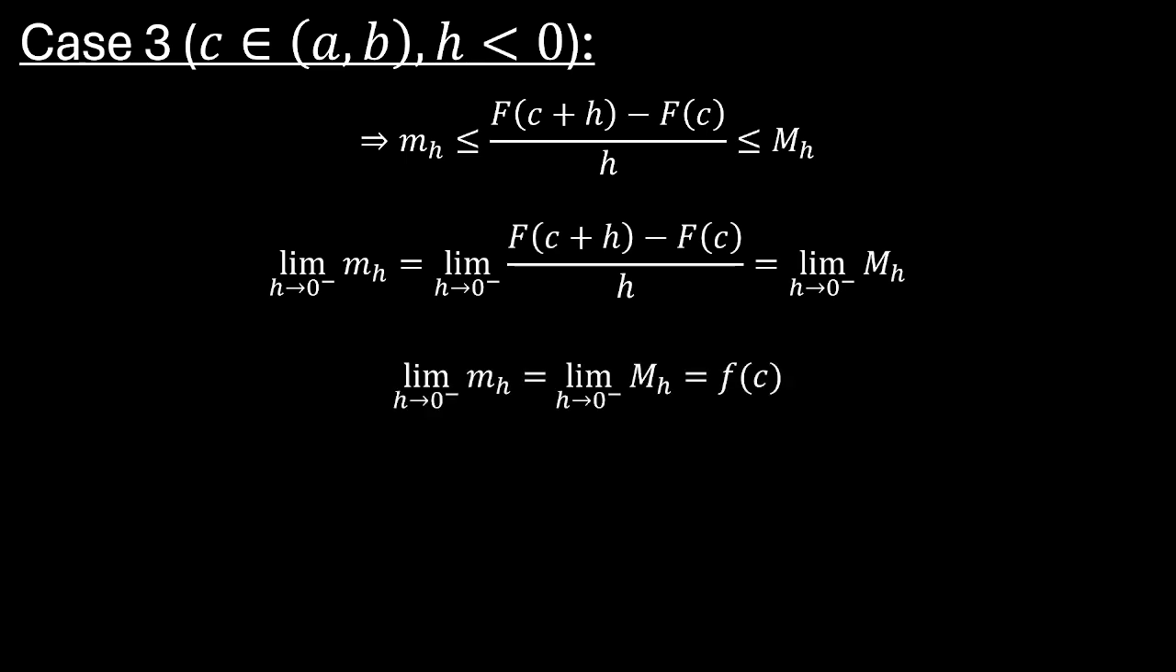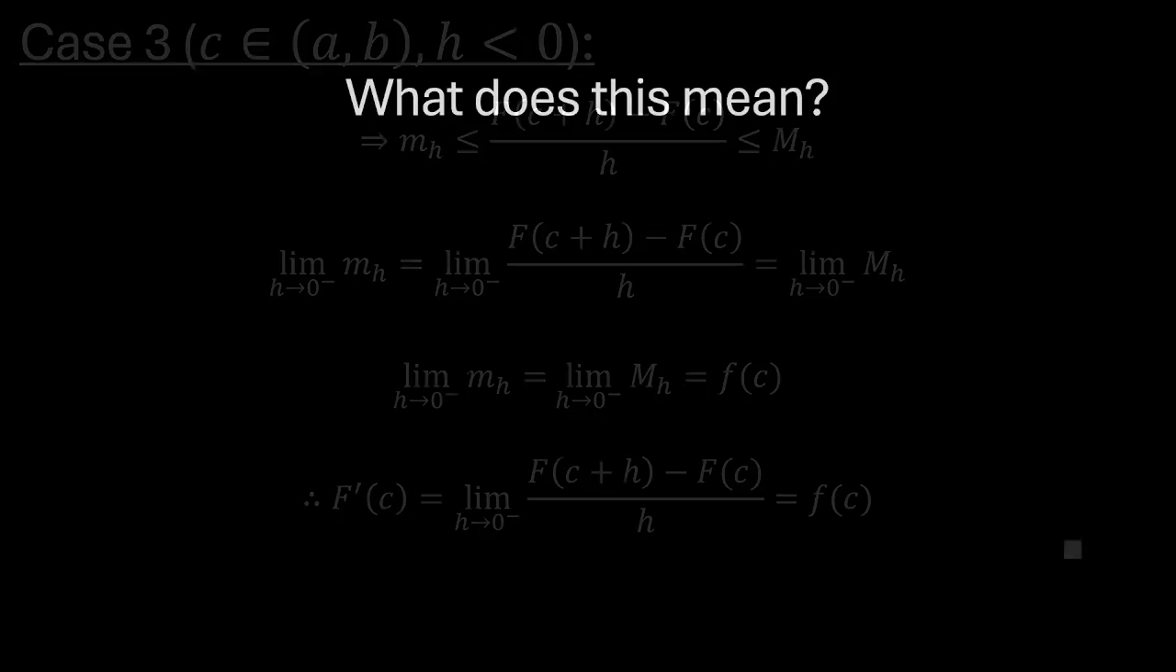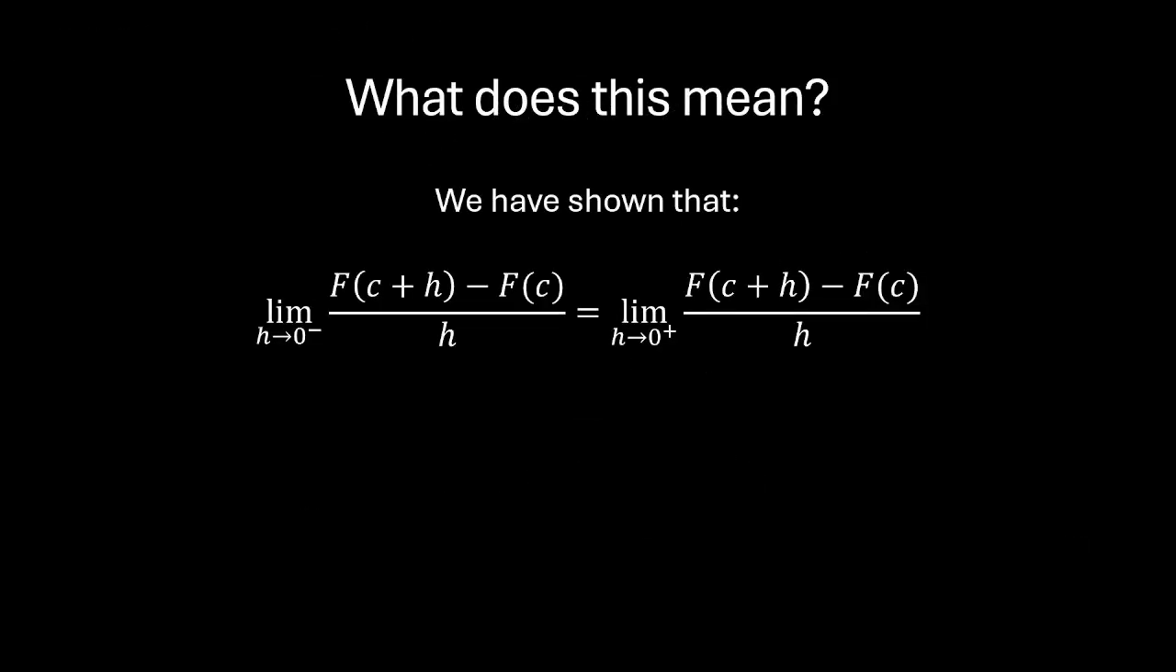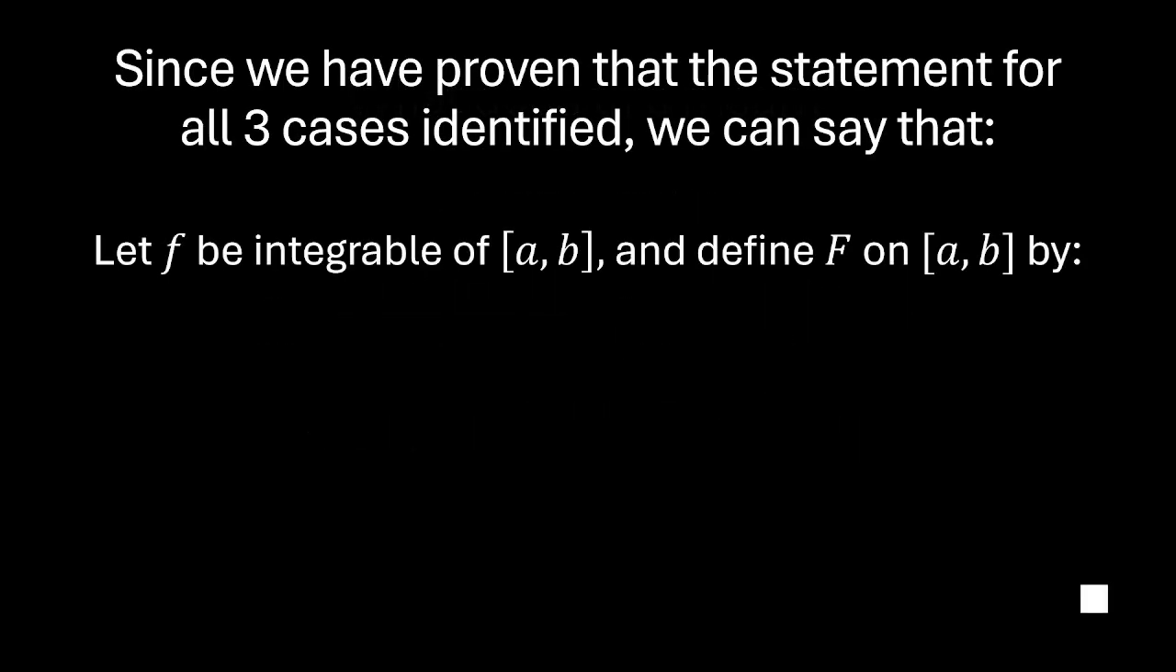Then, of course, squeeze theorem is being applied again. And since we know the limit as h approaches 0 from the left of lower mh is equal to the limit as h approaches 0 from the left of capital mh, which is equal to f(c), we get the derivative of capital F at c is equal to f(c). Perfect. So what does this mean? We've shown that the limits from the left and the right are equal. And this implies that the full derivative, so as h approaches 0, that the derivative of capital F at c is equal to lower f(c). Perfect. So we've proved all three cases.